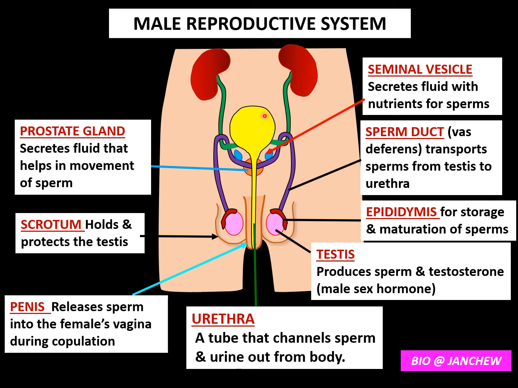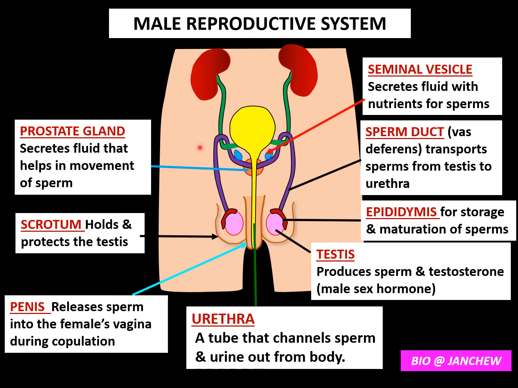This is the bladder here. So the bladder is not part of the male reproductive system. This is part of the urinary system. So next, the sperms will move through the sperm duct, and on its way it will pass through the seminal vesicle, which is a gland that secretes fluid with nutrients for the sperms. It will secrete fluid that contains nutrients like fructose that gives energy for the sperms to swim.